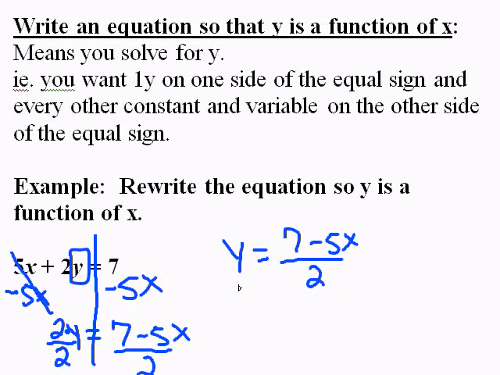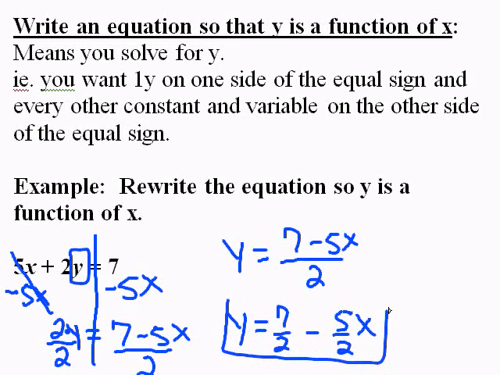This is mostly the end answer. However, when solving equations, we can simplify this a little bit more by dividing both terms by the 2. Both terms means dividing the 7 and the negative 5x by 2. So we get 7 over 2 minus 5x over 2. And there we have solved our equation for y, or we've rewritten the equation so that y is a function of x.